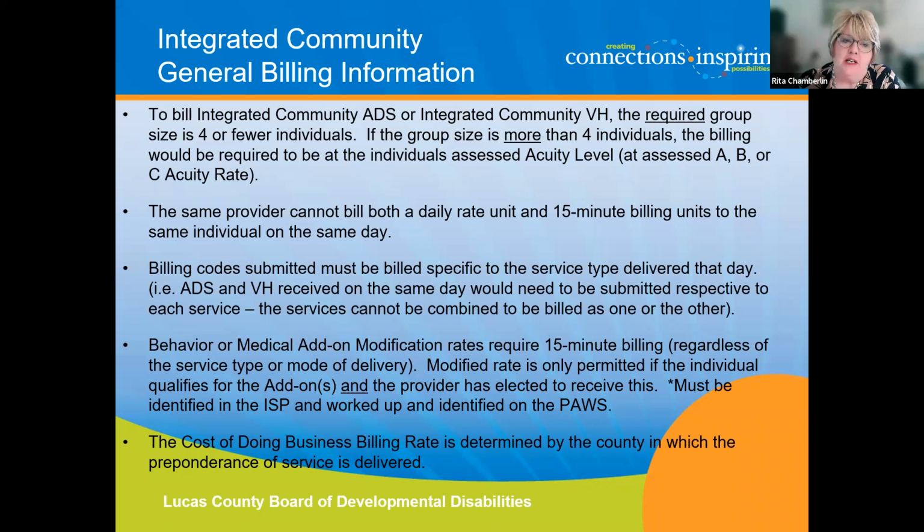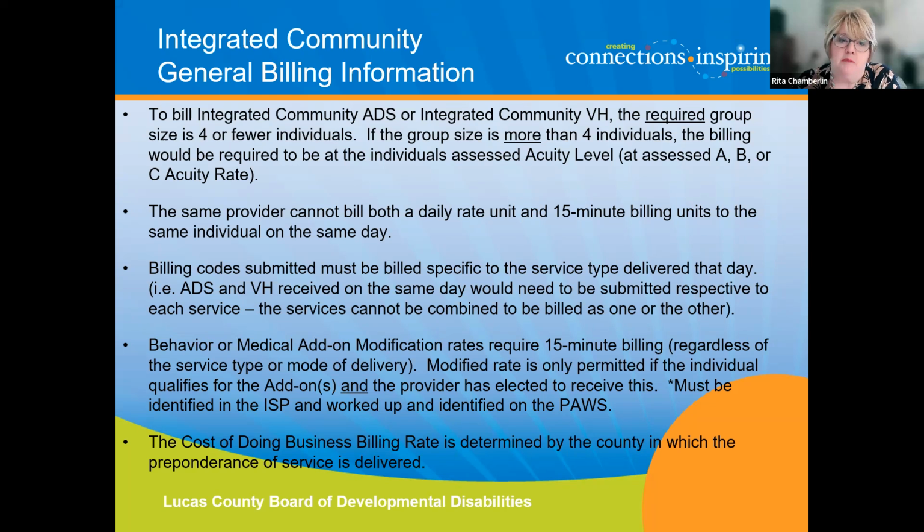To bill the integrated community ADS or the integrated community vocab, there is the required group size of 4 or fewer individuals. So that would be 4 individuals with 1 staff. And if the group size happens to be more than 4 individuals, the billing for that particular session or that particular day would be required to be at the regular assessed acuity level. So, not to say that it can't happen with these larger groups, but in order to be able to bill for it, it's got to be at that group size of 4 or less.